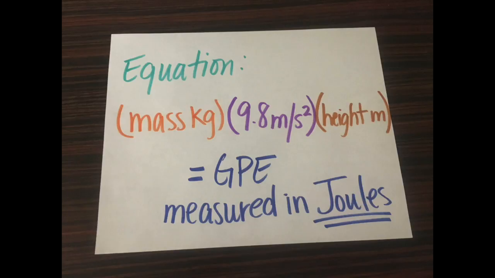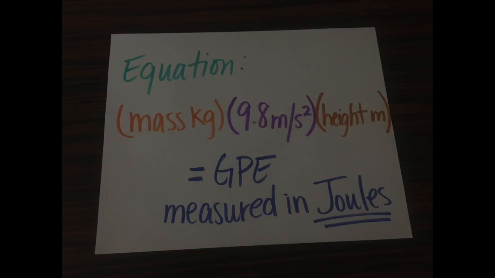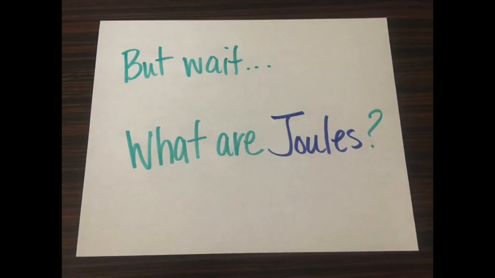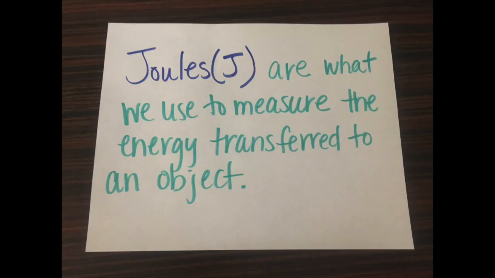So again, our equation to find gravitational potential energy is mass, which is in kilograms, times the gravitational constant, which is always 9.8 meters per second squared, times height, which is in meters. That gives us the gravitational potential energy, which is measured in joules. But wait, what are joules? Joules are what we use to measure the energy that is transferred to an object.